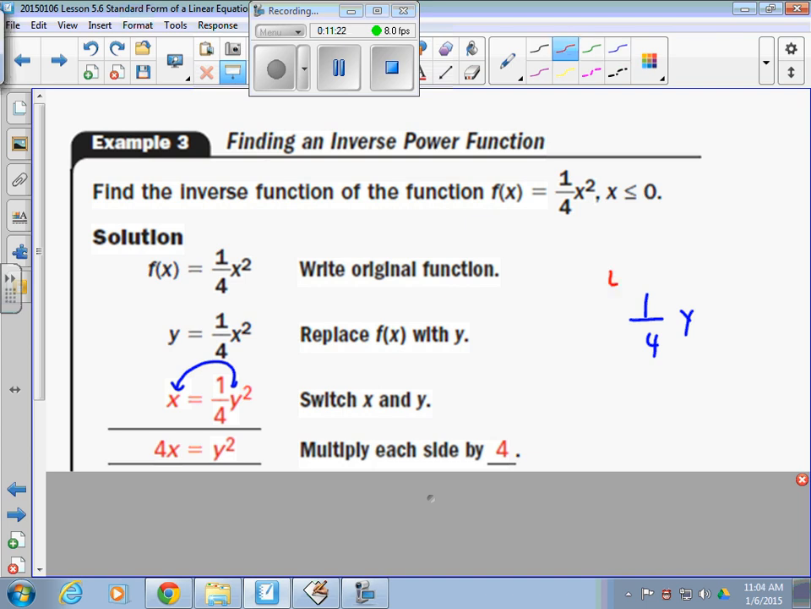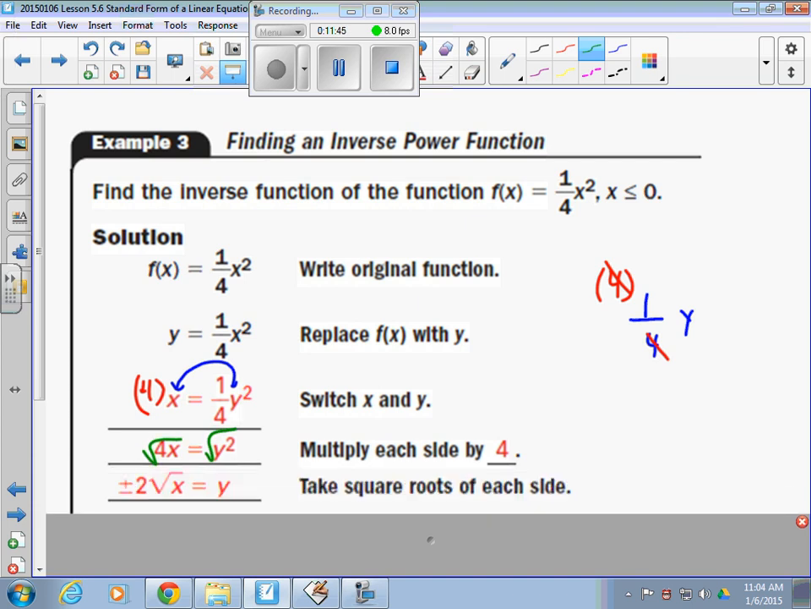So when you multiply this by 4, it cancels that out. You do the same thing to this side. 4 times x gives you 4x. So that'll cancel it out, leave you with 4x equals y squared. And then again, to cancel out y squared, you take the square root of something. Mentioned that earlier. If you take the square root of the right side, you take the square root of the left side. That'll leave you with y equals.